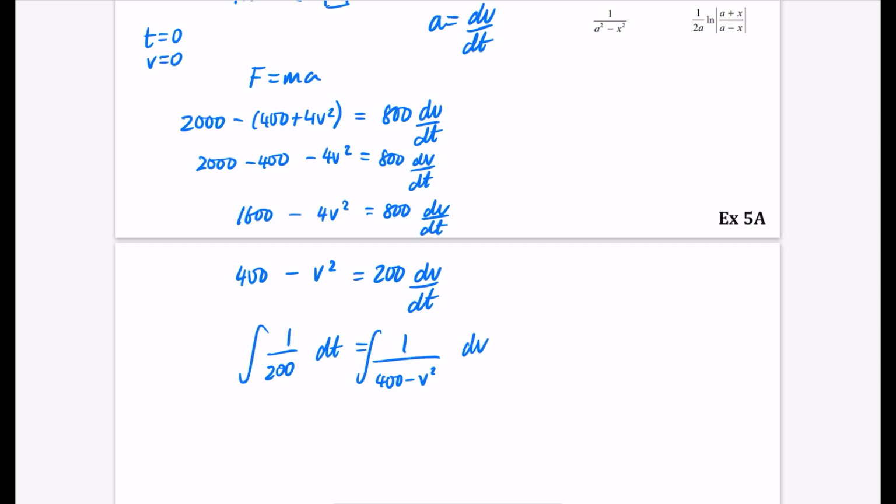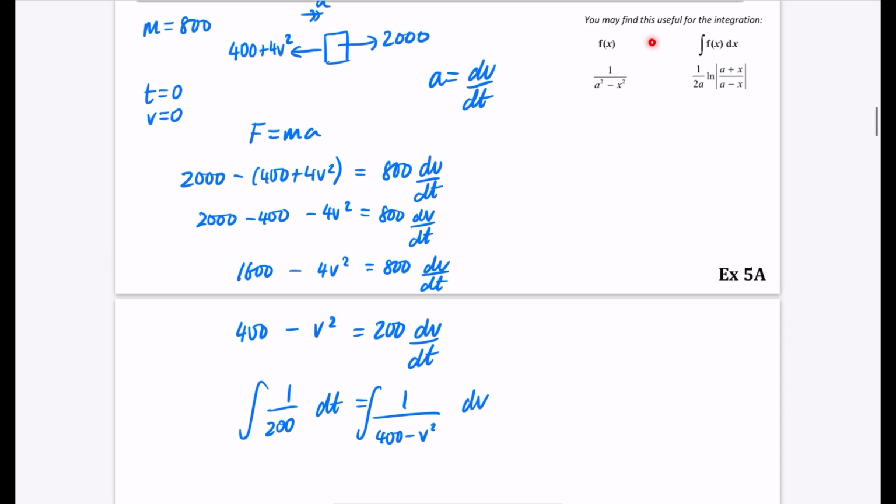This is where the formula book is going to come in handy, because I have 1 over a squared minus x squared, 1 over a squared minus x squared in this case. Now obviously I've put that correct part of the formula book.